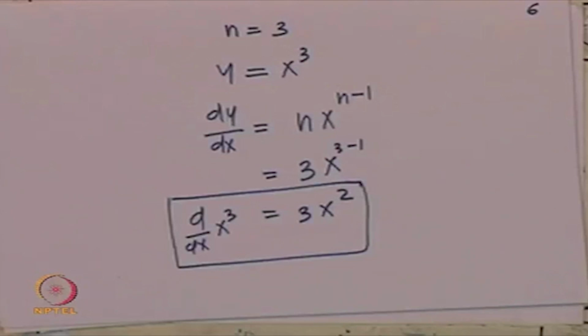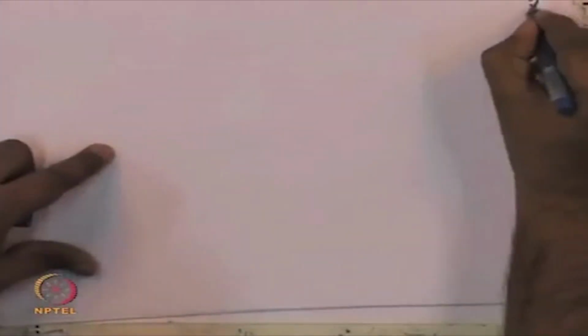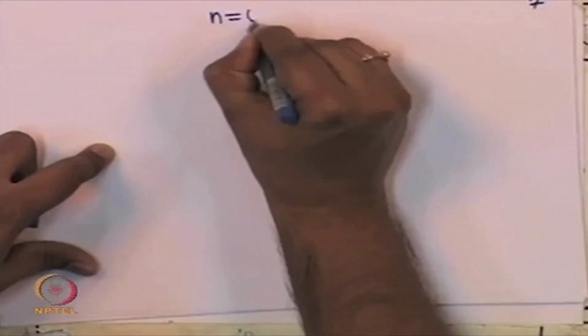So, we learned this much. Once we understand this rule, we can use it at many different places and learn derivatives of many other functions. Because, as we know, many functions are combinations of x, x square, x cube, etc. Now, according to this rule, let us also see what happens when n equals 0.